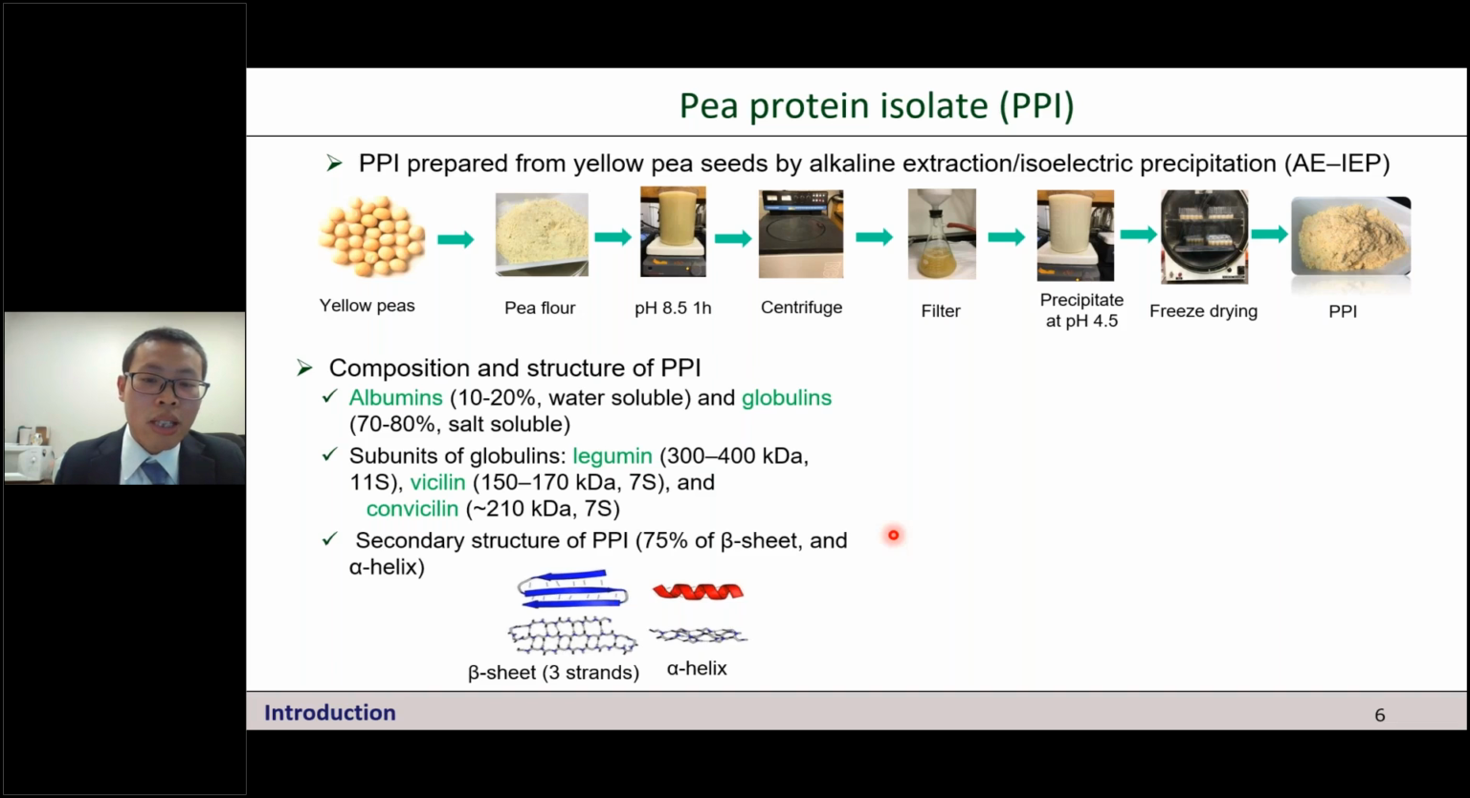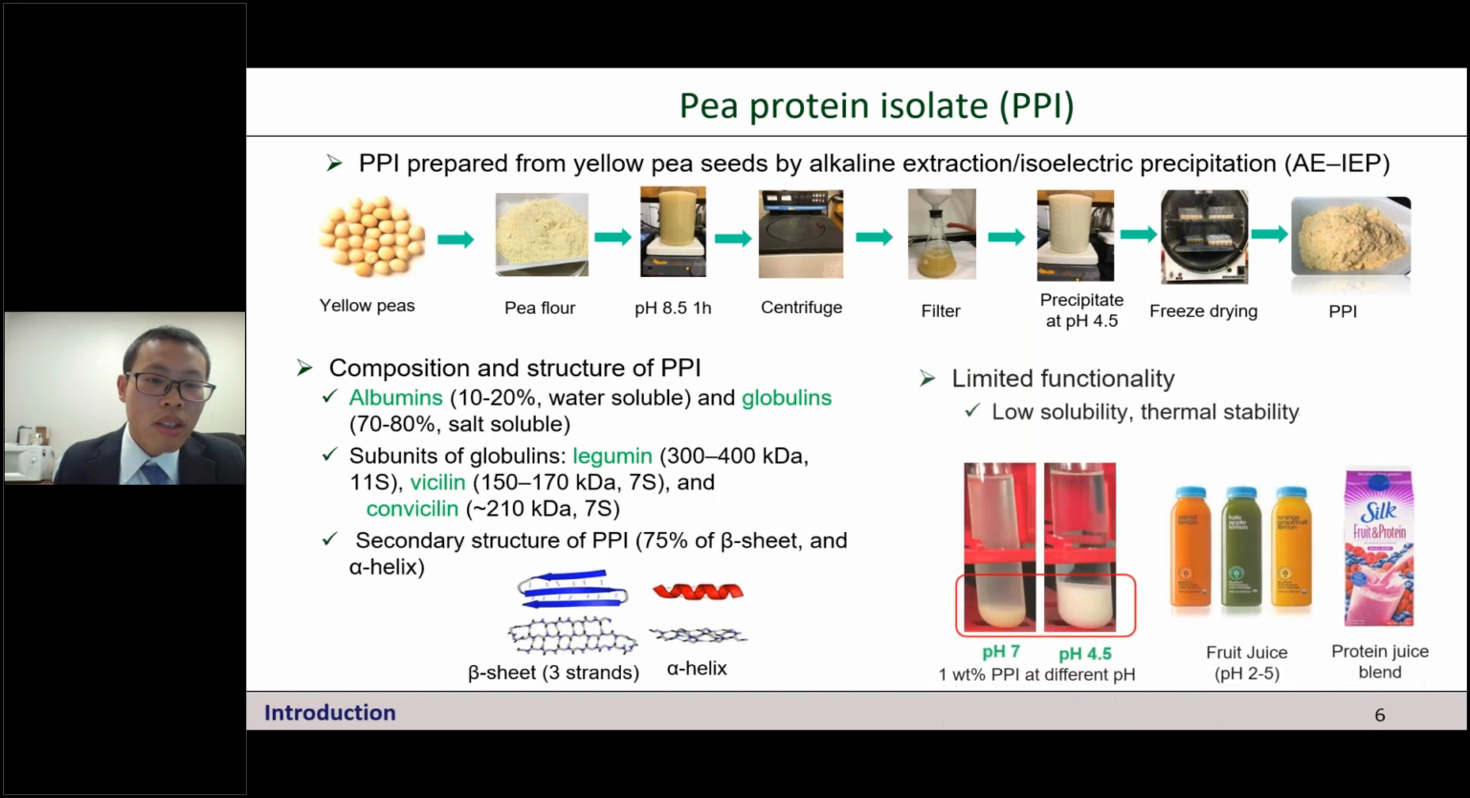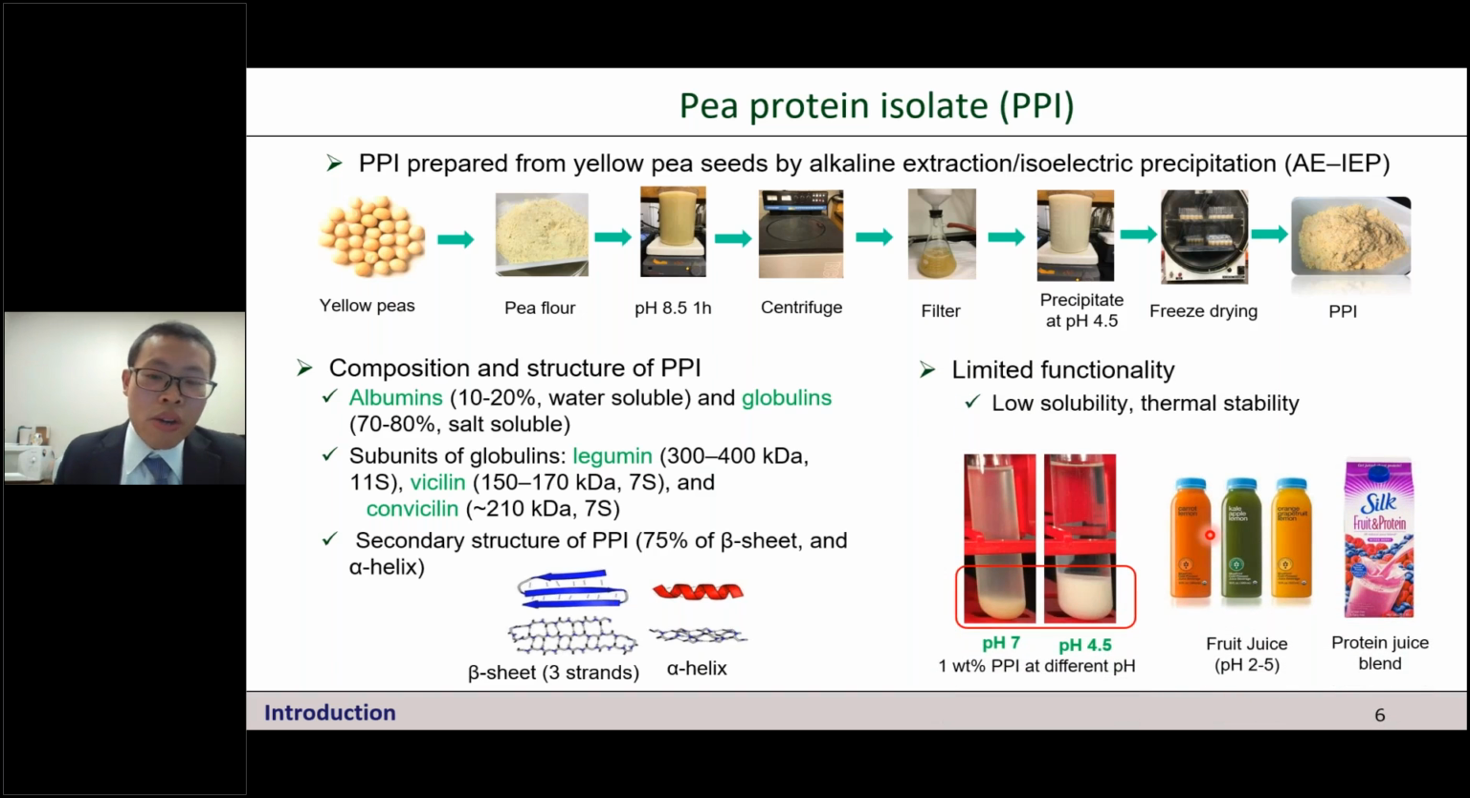Globulins can be further subdivided into legumin, vicilin, and convicilin. Moreover, pea protein secondary structure consists of 75% of beta sheet and alpha helix. This characteristic composition and structure lead to limited pea protein functionality, such as low water solubility at neutral and acidic pH conditions, which further limits pea protein commercialization, such as developing protein juice blend beverage.